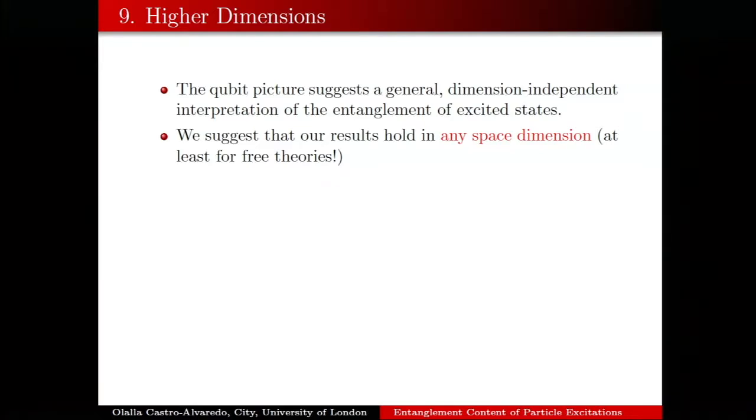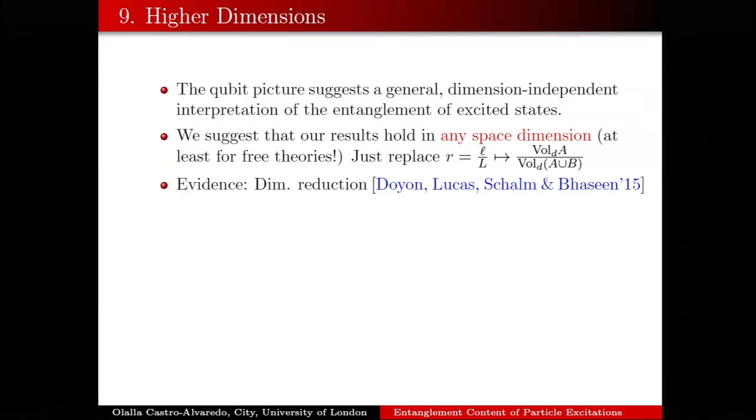If there's particle production, we're not entirely sure what happens, because there may be other interactions playing a role. But at least in free theories, we expect that if we replace this parameter R by the ratio of the d-dimensional volume, the volume of region A divided by the volume of the whole system, we would still have exactly the same formulae. That was our hypothesis. And this hypothesis is supported by a couple of results or ideas. One idea that supports it is a technique called dimensional reduction.